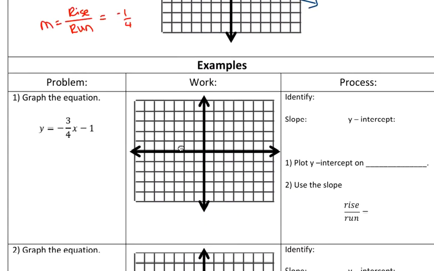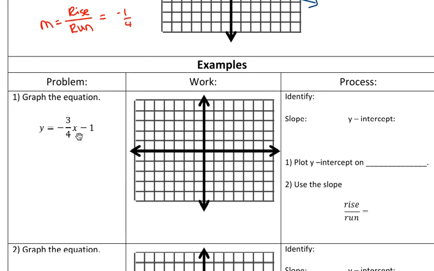It says graph the equation y equals negative 3/4 x minus 1. So first thing I'm going to do is right underneath that I'm going to write y equals mx plus b. Okay, my slope is the m, my y-intercept is the b. So my m right here is negative 3/4. I need to keep that negative with that. Okay, m is negative 3/4.